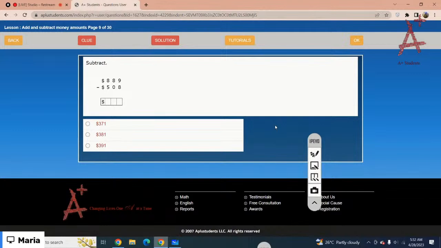Okay, the next one is 889 minus 508. So it would be 9 minus 8 is 1. 8 minus 0 is 8. And 8 minus 5 is 3. So it would be 381. Got it? The correct option is 381. So the second option is the correct one.